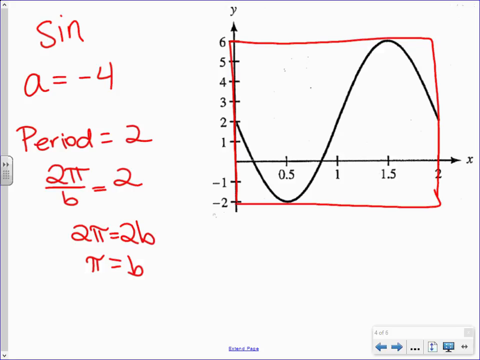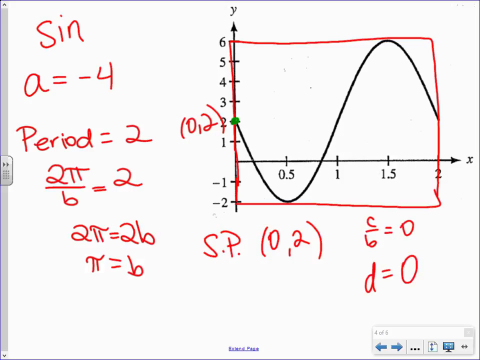The starting point for our frame, Molly, where is it? 0, 0. Right here? Oh wait, 0, 2. Right here? I like that better. Okay. So our starting point is at 0, 2. And if our starting point is at 0, 2, then that means C over B equals 0 and D equals 2. Well, C over B equals 0, C has to equal 0, right? It doesn't even matter what B is.